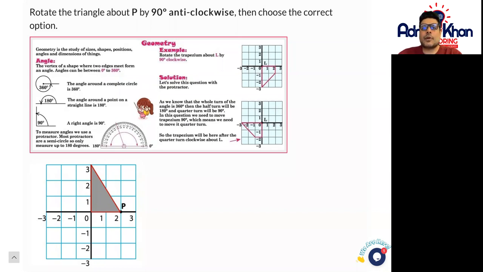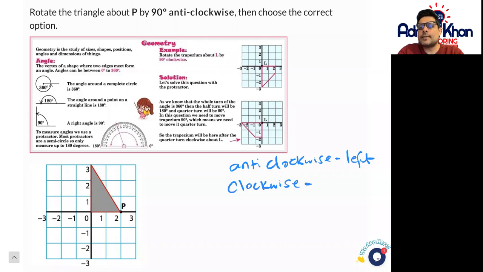So in this case, we're rotating the triangle about P by 90 degrees anti-clockwise. Now, rotation means that you pick up an object or a shape and you turn it around, whether it's to the left or it's to the right. Anti-clockwise moves to the left, and clockwise, which we know goes towards a clock, is always to the right.